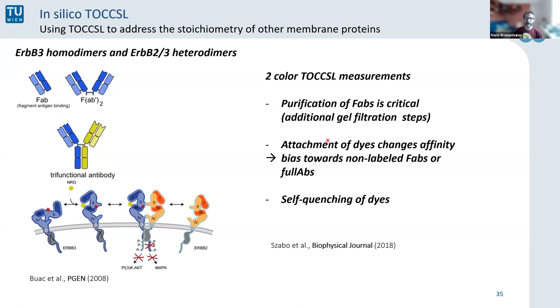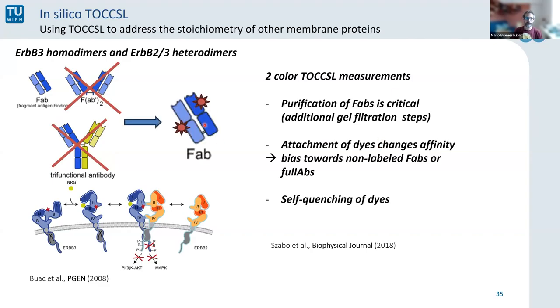What our collaborator also knows is because you want to get rid of all these parts. And if you label the FAB with organic dyes, also the number of dyes is very important, because if you have too many dyes, then maybe the affinity suffers from the antibody. If you have not sufficient dyes, then you also have unlabeled FABs, and it's really hard to conserve the stoichiometry for labeling. So using FABs is really critical, but it still works if you want to use Toxel.